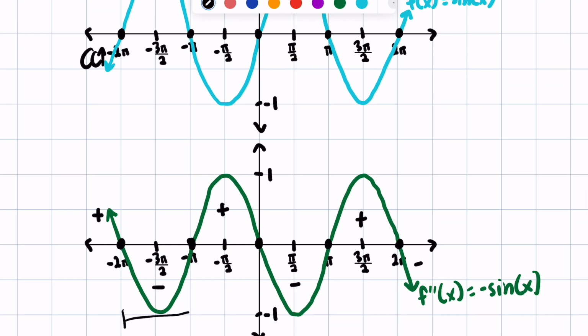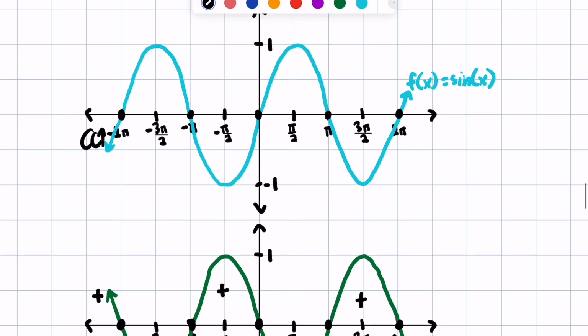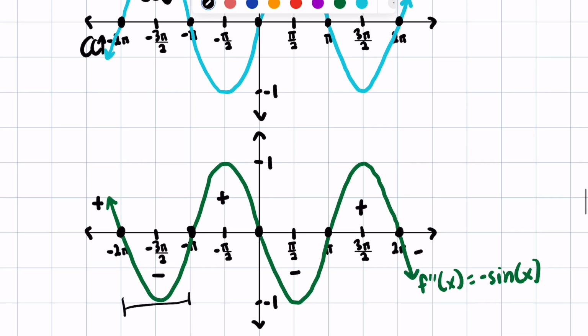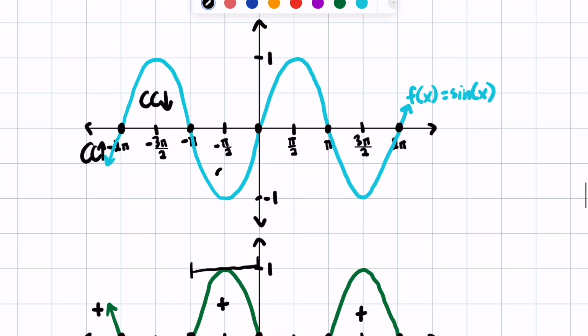From negative 2 pi to negative pi, the second derivative is negative, so we're going to be concave down, which makes sense when you look at the shape of it, right? And then negative pi to negative pi over 2, second derivative is positive, so we're concave up.